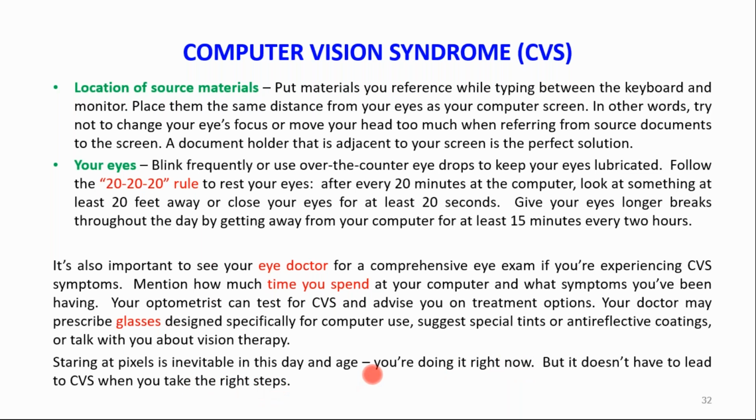So in the COVID-19 situation also, most of the work is online, and that may create serious issues also. So to avoid this serious issue, you have to take the right steps. That is the main solution.